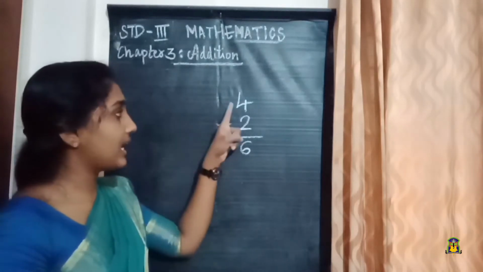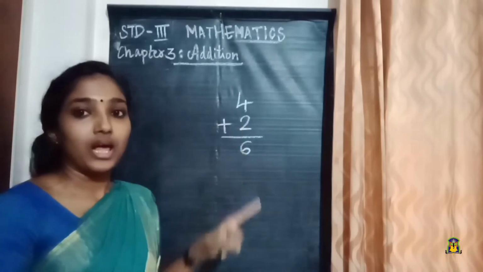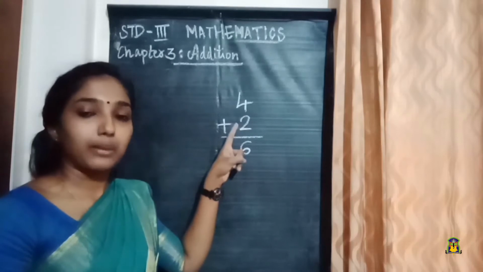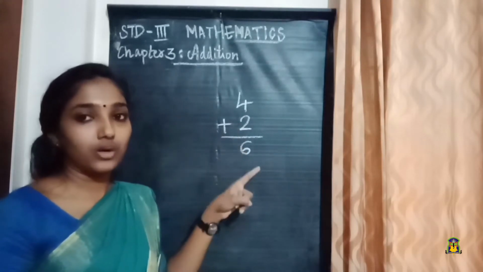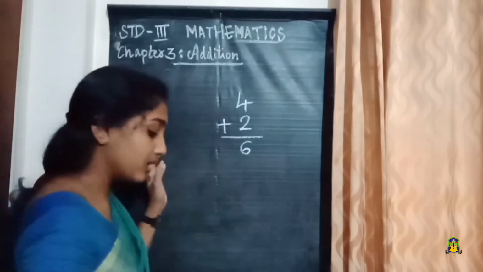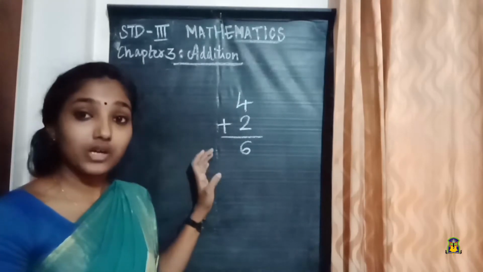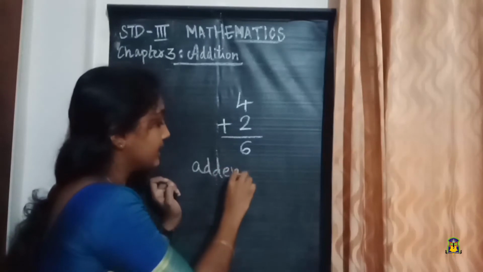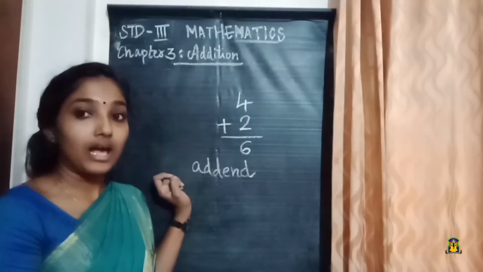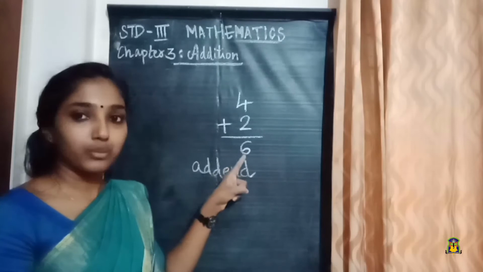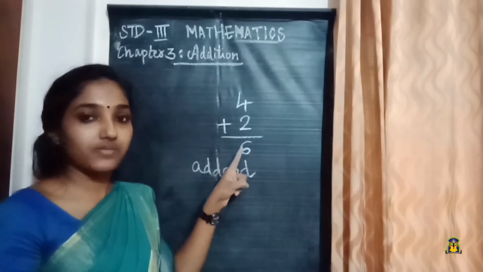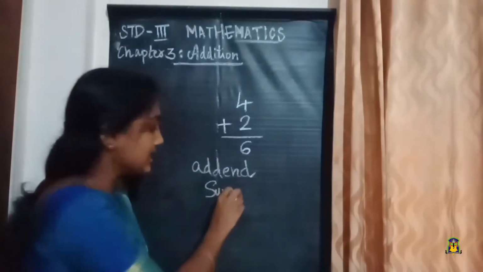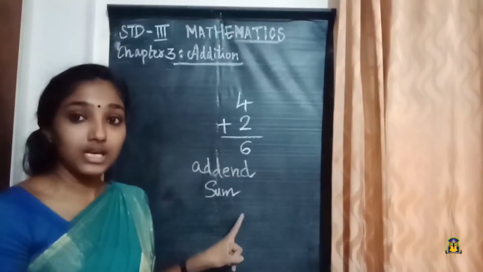And here we have added 4 and 2, and the numbers which we add, 4 and 2, are called addends. The numbers we add are called addends. A-D-D-E-N-D, addend. And the result or the answer that we get after adding 2 numbers is called the sum. The answer in addition is called the sum.